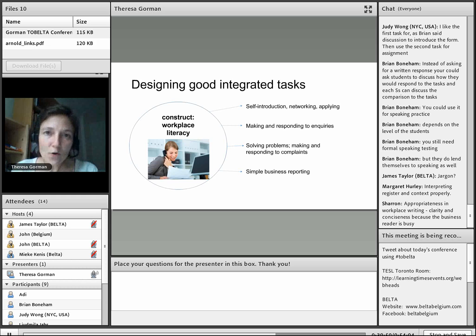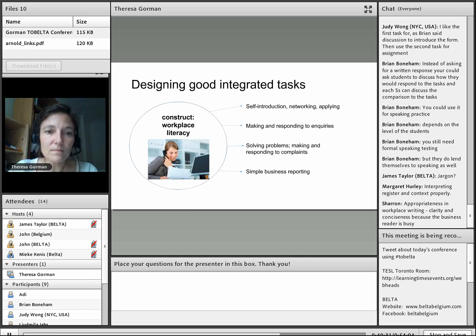And often these corresponded with units of the syllabus. So how well can the students introduce themselves, network, using written and spoken media, apply for jobs. Can they make and respond to all sorts of inquiries? How well do they use their reading and writing skills to solve problems? Complaints are often used, but there are all sorts of problems that need to be solved. And how well can they report information in reports or in other types of text?